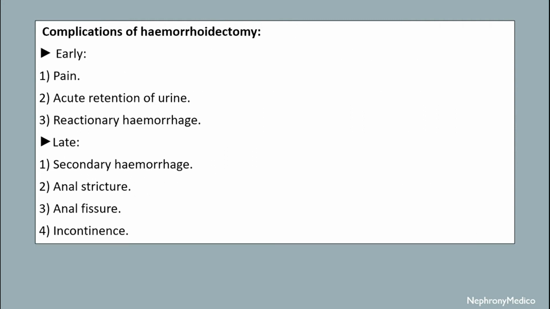Complications of haemorrhoidectomy: early pain, acute retention of urine, and reactionary hemorrhage may be seen. In late cases, secondary hemorrhage, anal stricture, anal fissure, and incontinence may be seen.